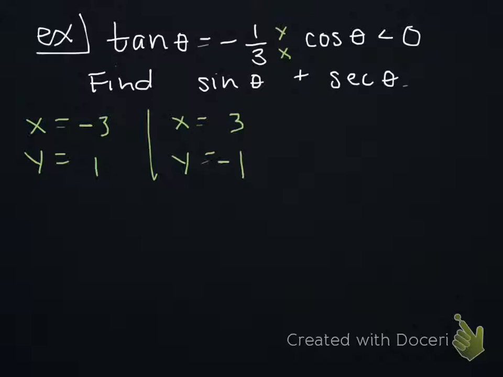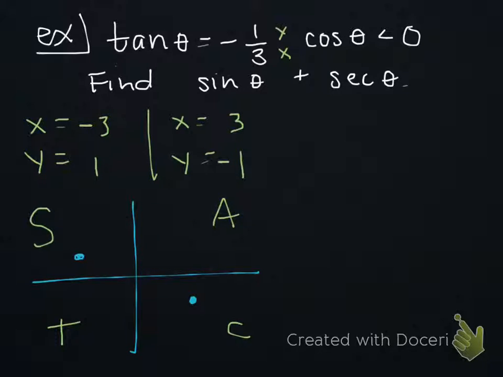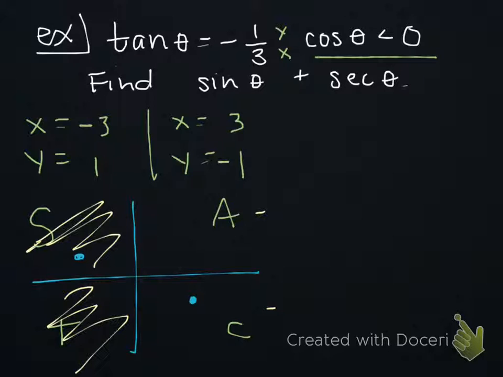And now we're going to draw our xy axis, and we're going to plot these 2 points. So a negative 3, 1 would be somewhere here, and a positive 3, negative 1 would be in the fourth quadrant. Now we go ahead and label: all students take calc. And we want to know where cosine is less than 0. So cosine is positive in 1 and 4, so that means it's negative in 2 and 3. So now we see where the overlapping happens with this coordinate. So that one gets tossed out.